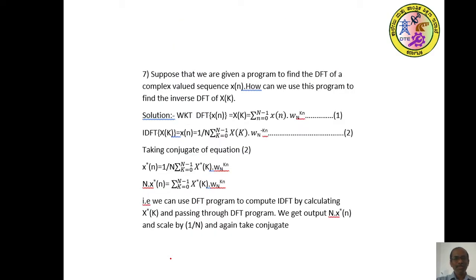Next problem. Very good concept. Suppose that we are given a program to find the DFT of a complex valued sequence x(n). How can we use this program to find the inverse DFT of X(k)? It's such a nice problem here. Something like in your logic design or digital electronics lab, you have a hardware called an adder.